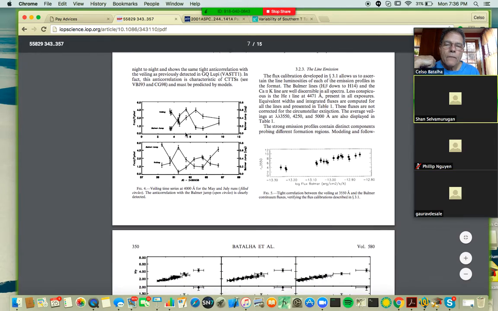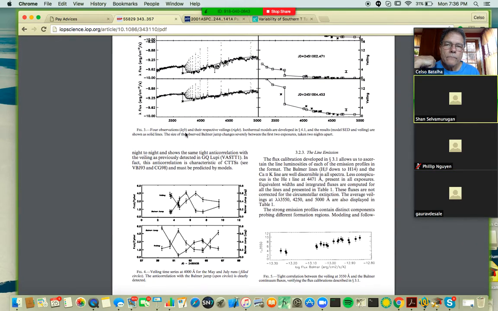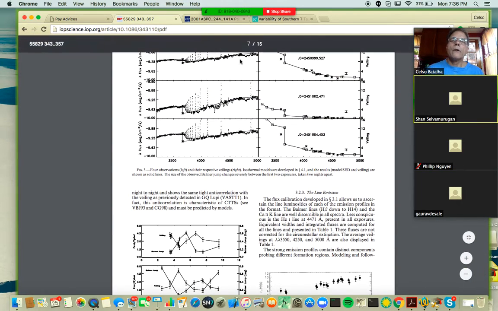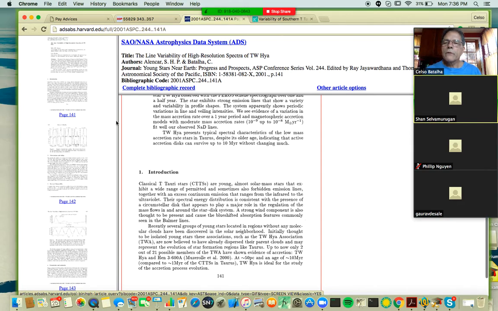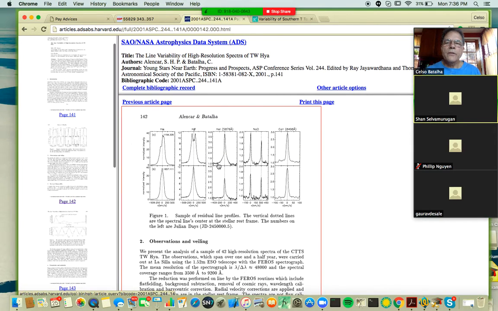So what exactly do the emission lines represent, or what do they suggest? That is another paper. Let me show you this other paper here. Can you see this one? These lines? Is it appearing there? Yeah.